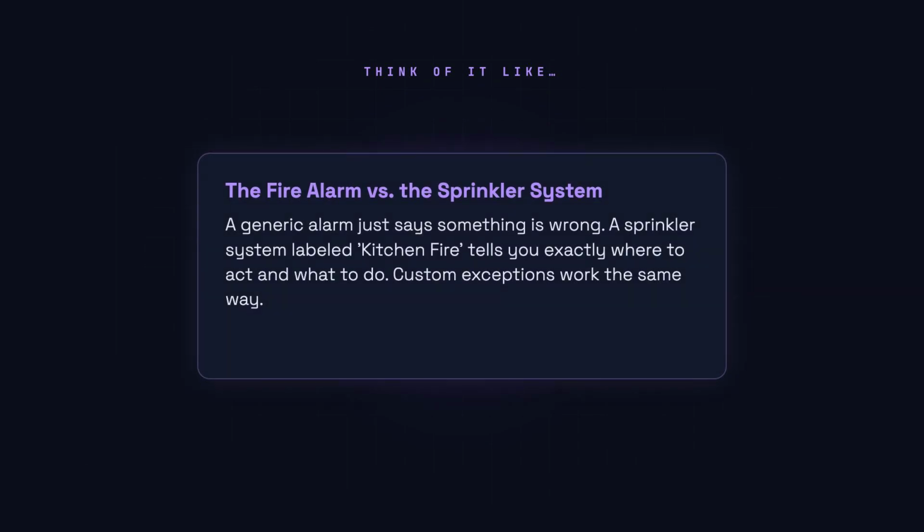Think of a building alarm. A plain buzzer says something is wrong, but a labeled sprinkler zone says exactly where. Custom exceptions are those labeled zones for your code.